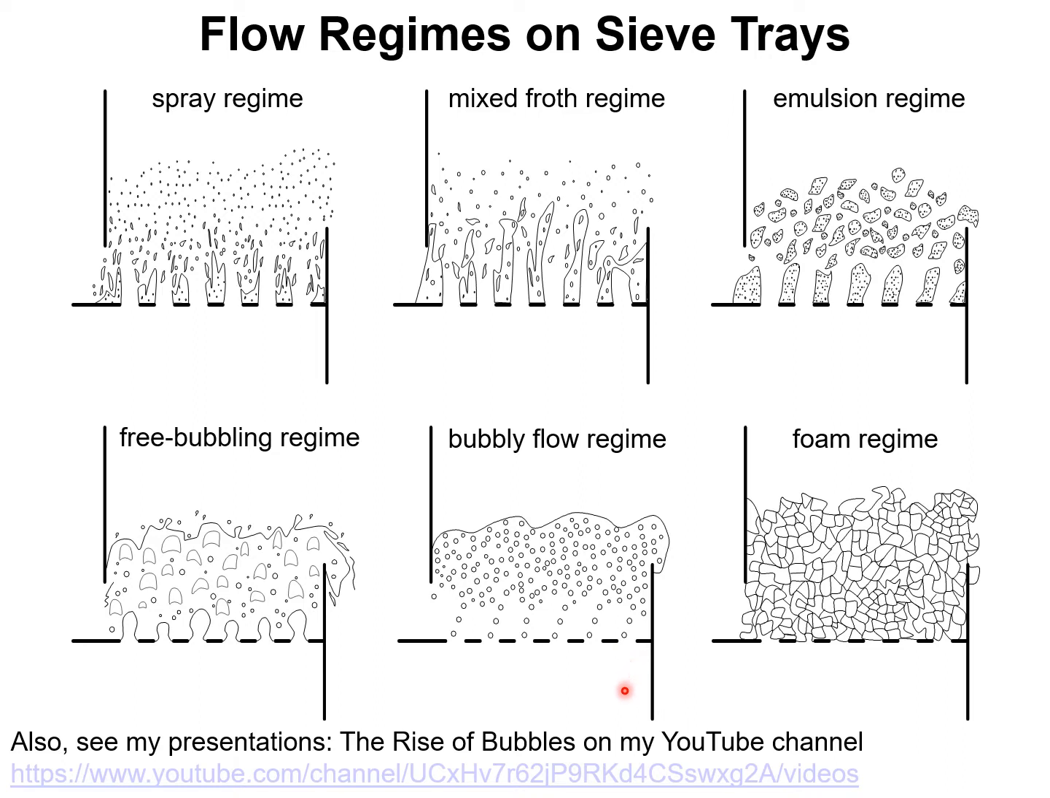Absorption columns generally operate with large weir heights in the bubbly flow regime or the free bubbling regime, because liquid residence time is important in absorption separations, whereas normal distillation columns are most likely to operate in either the spray regime or the mixed froth regime, or even the emulsion flow regime.